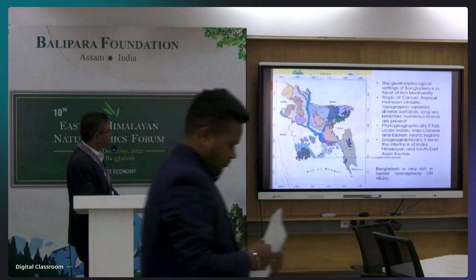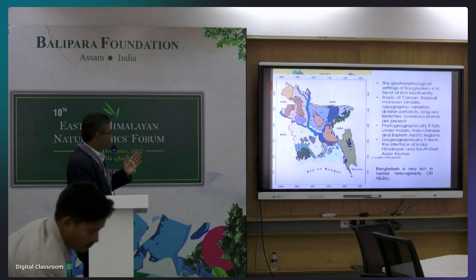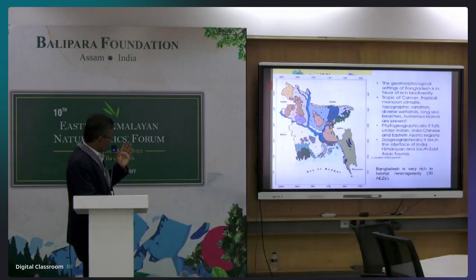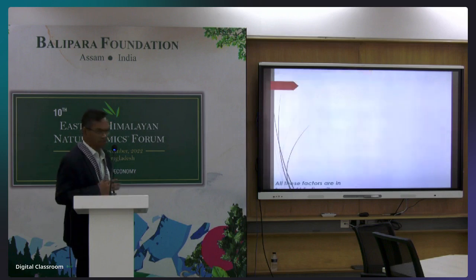And we see that this is Bangladesh. As you see, we can distinguish at least 30 different agroecological regions. That means the region is highly diversified in terms of its geological formation and its ecological formation, and all these factors are in favor of high biodiversity in this country.